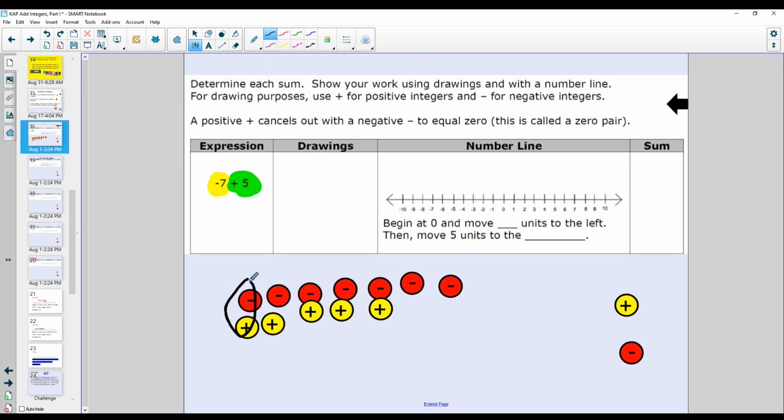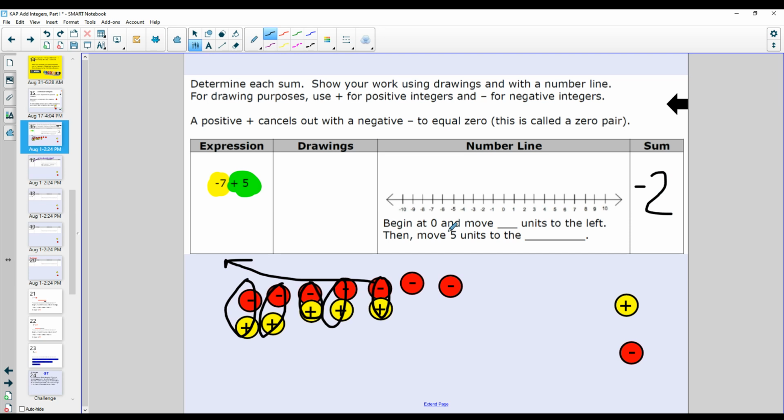So this is a zero pair. This is a zero pair. This is a zero pair. This is a zero pair. This is a zero pair. All of these cancel out. We are left with what? -2 is the sum. That is one way you could do it.